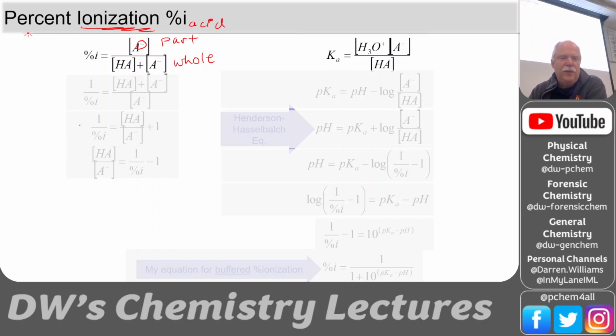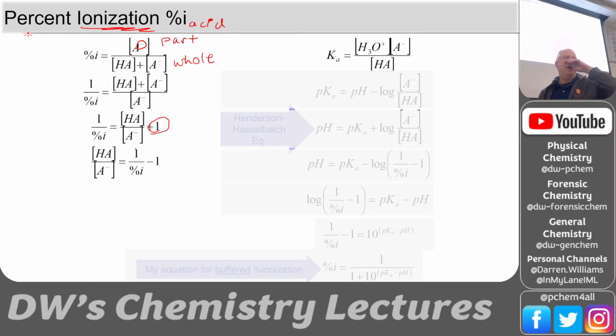Now let's flip this whole thing upside down. And then we can split this denominator among the two pieces in the numerator. So we can put HA over A minus and A minus over A minus. Is everybody okay with this step? So when we split the denominator, now we have 1 over here, HA over A minus. Okay. And now let's move this 1 over to the other side and reverse everything. So we have HA over A minus is equal to 1 over percent ionization minus 1. Okay, so let's put that in our pocket, and we'll use it later. Just set that aside.